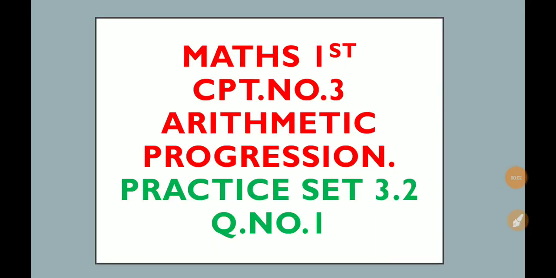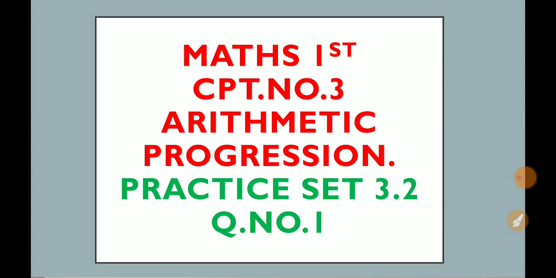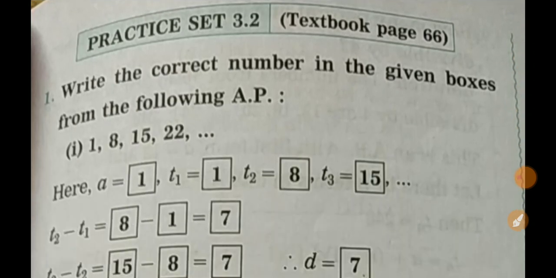Hello student, today we take math first, chapter number 3, arithmetic progression. In this chapter we take question number 1 in practice set 3.2. Now see the question. Write the correct number in the given boxes from the following AP.